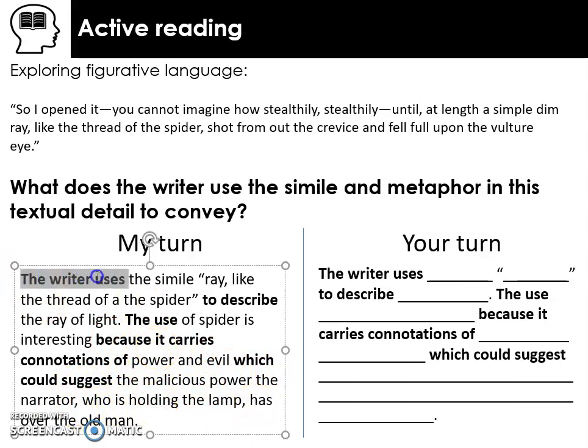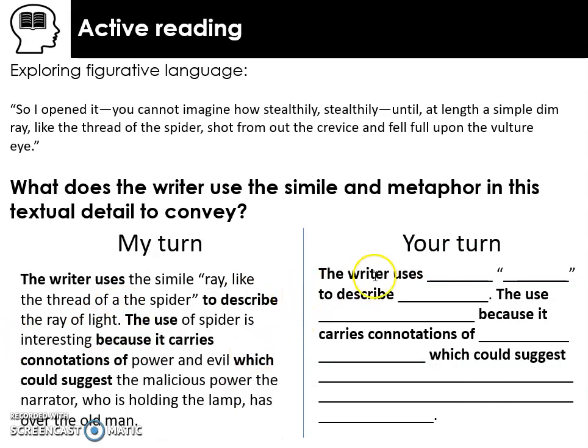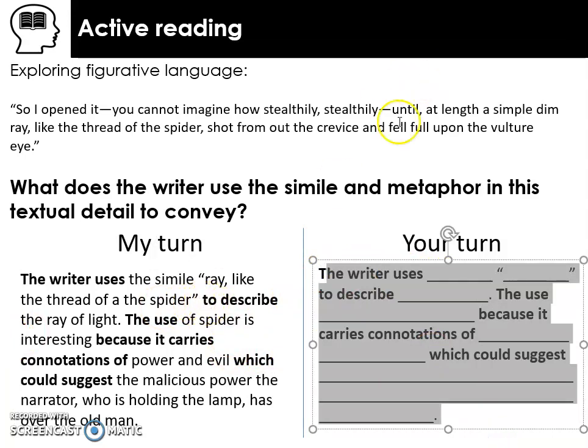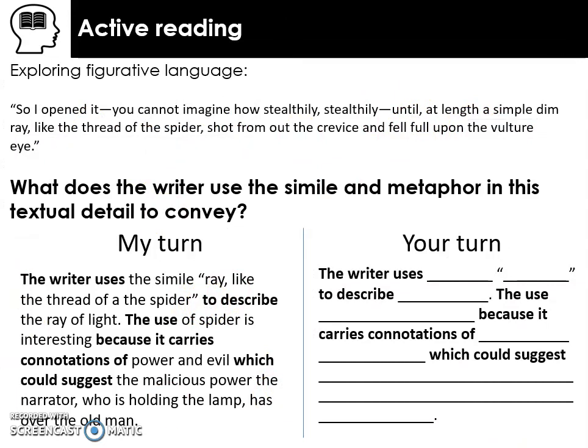So I've explained a method the writer's using, I've used a textual detail to support it, and I've summarised what it shows. Then I've considered in a bit of detail the connotations of a key word within that quote itself. What I'd like you to do here is do something similar, but not for mine, but for that bit that's describing the old man's eye, the vulture eye. Pause the video here and have a go at answering that question using those sentence stems there.